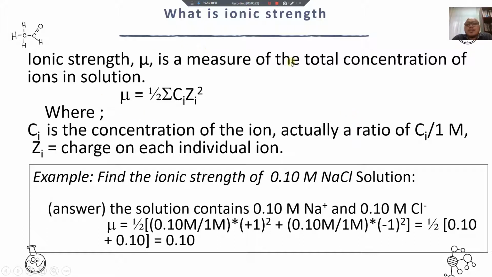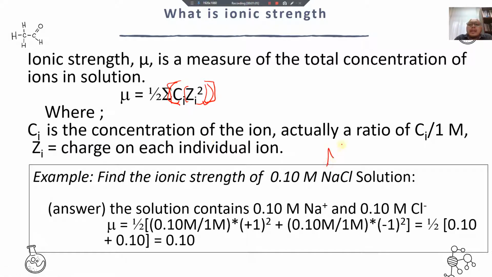Ionic strength is a measure of the total concentration of ions in the solution. This is the formula: 1/2 multiplied by the sum of the ion concentrations, and you should put brackets over here. So this is how you can do it. If you look over here, C denotes the concentration of the ion, but you need to calculate the actual ratio of the concentration over 1 molar. Z is the charge of each individual ion.